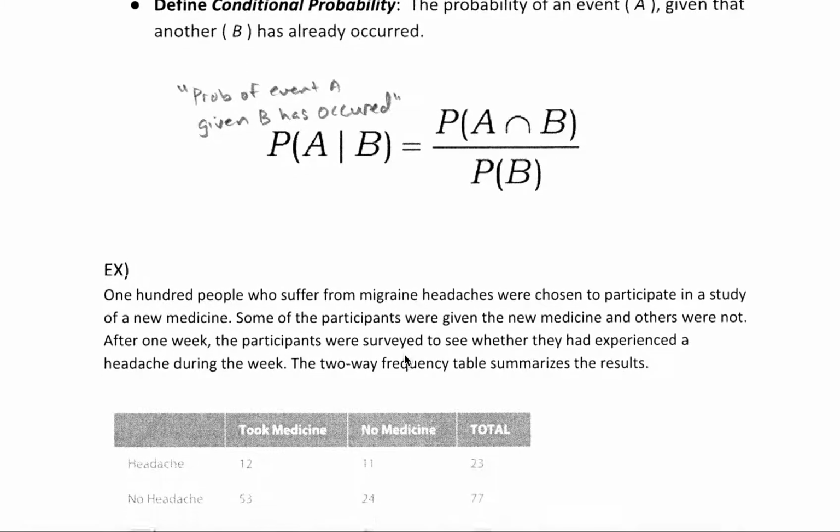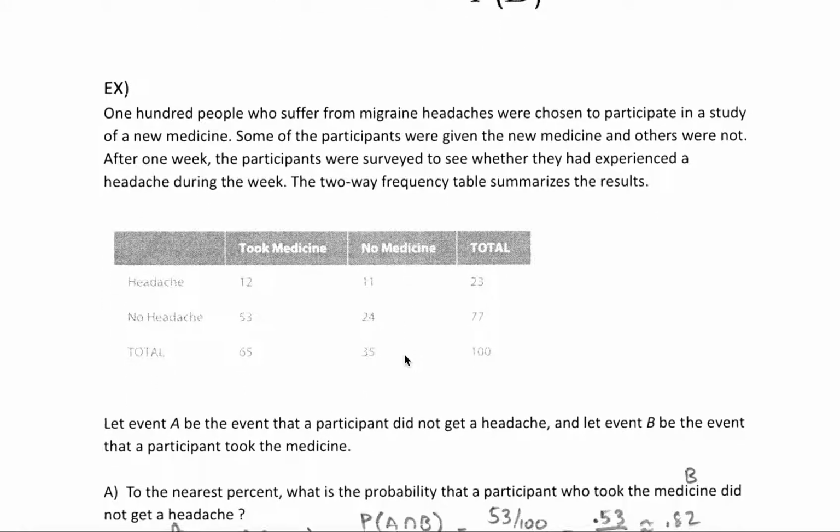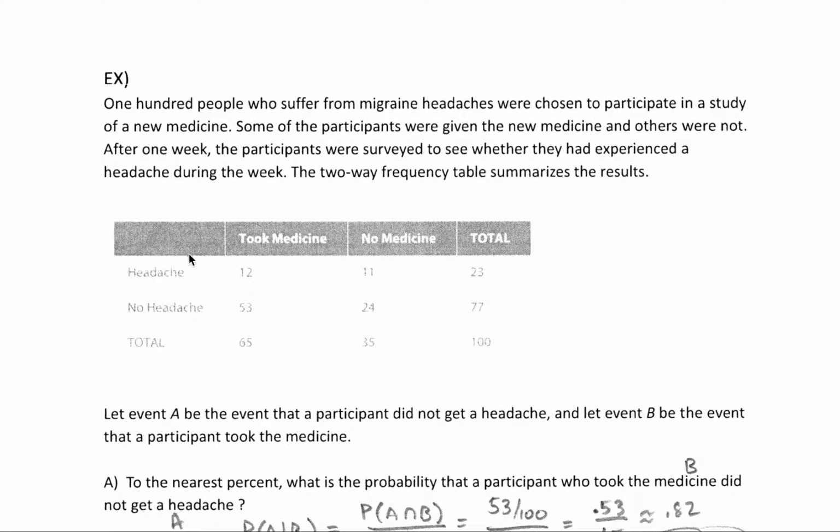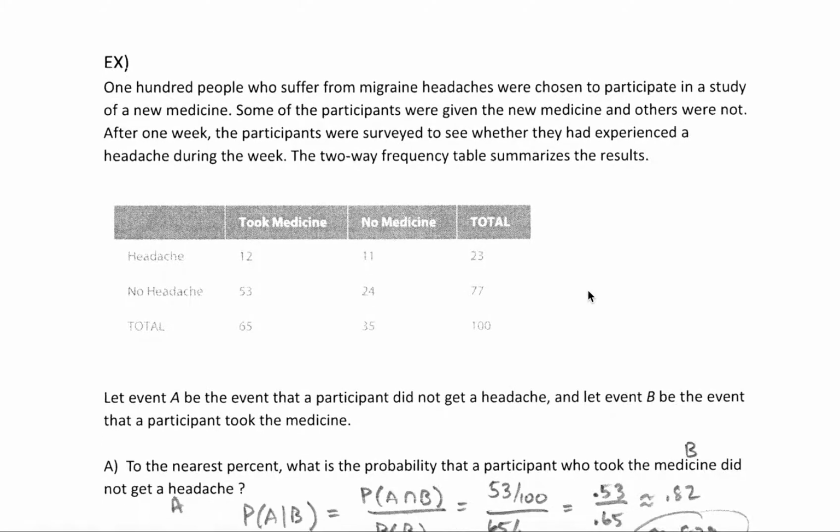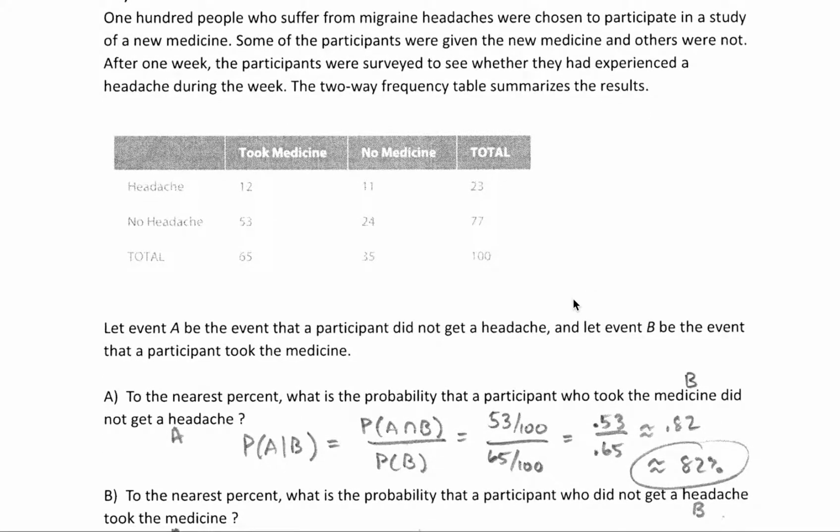All right, so let's try it out here on our first example. Here we have a data table describing some sort of study about new medicine, where people have headaches or don't have headaches based on the fact that they took medicine or did not. And so here are the results of that survey or study. In our first question, we're going to find the probability that a participant who took the medicine did not get a headache. So there's our condition, usually called the initial condition, what happened first. So out of the sample set of people who took the medicine, so given that they took the medicine, how many did not get a headache?